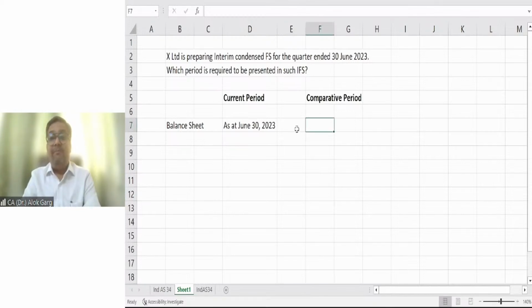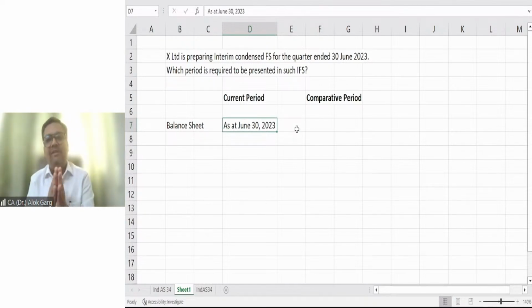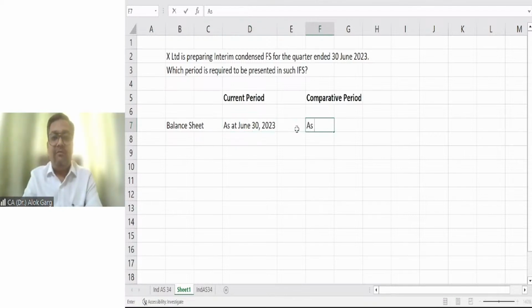Balance sheet. The balance sheet comparison, it is a financial position. So the balance sheet comparison should always happen with the last March, last annual financial statement, last annual balance sheet. So last annual balance sheet means as at March 31st, 2023. It is not a performance, it is position, right?